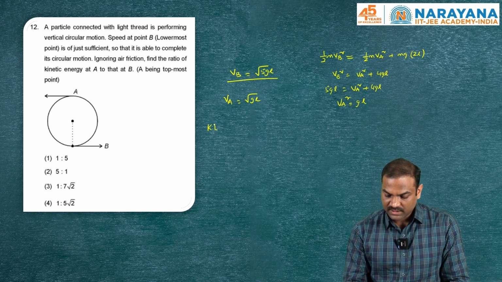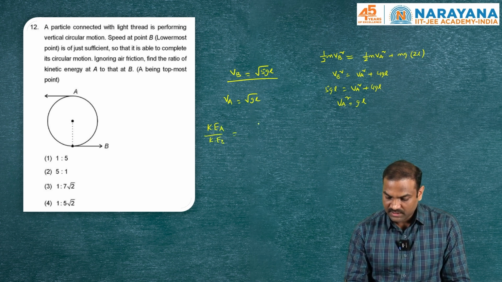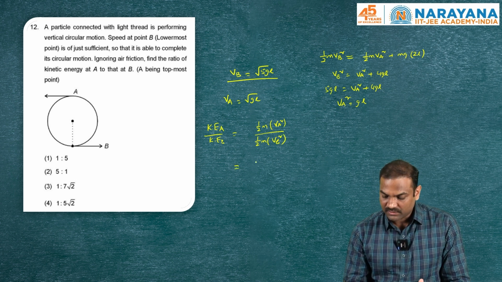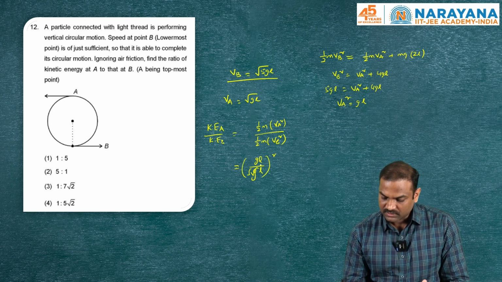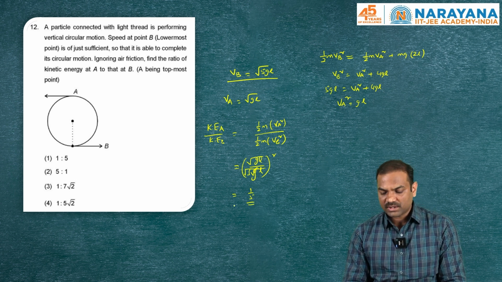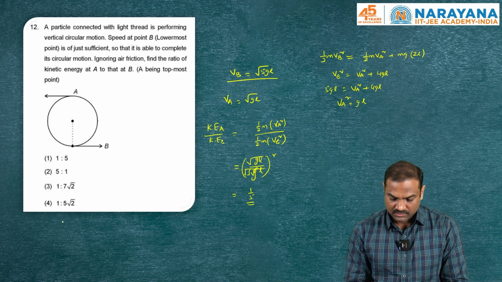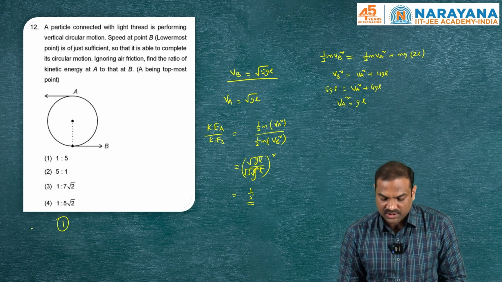So they are asking the kinetic energy at A to the kinetic energy at B. The kinetic energy at A is half m VA square, by half m VB square. Then half m cancels out, and VA by VB is root GL by root 5GL, so the root and square you can cancel out. Then it is 1 by 5 directly. GL also will cancel out. So the answer is going to be the first option.